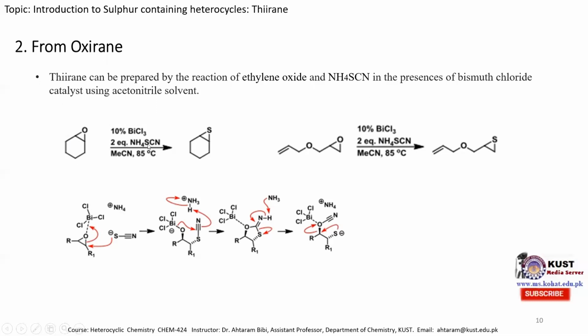Then this thiocyanate negative ion attacks this carbon, and the ring opening happens. And then in the second step, one can see that this pi electron attacks the carbon atom of the ammonium cyanate, and then a 5-membered intermediate is formed. And then in a similar manner, when this electron shifts over here, the ring opening happens, and then the sulfur attacks this carbon atom to produce the thiirane molecule. And this reaction is reported in 1998 in Synthetic Communications.